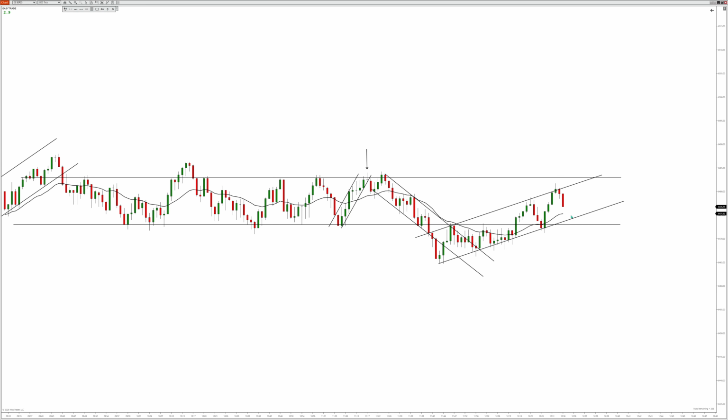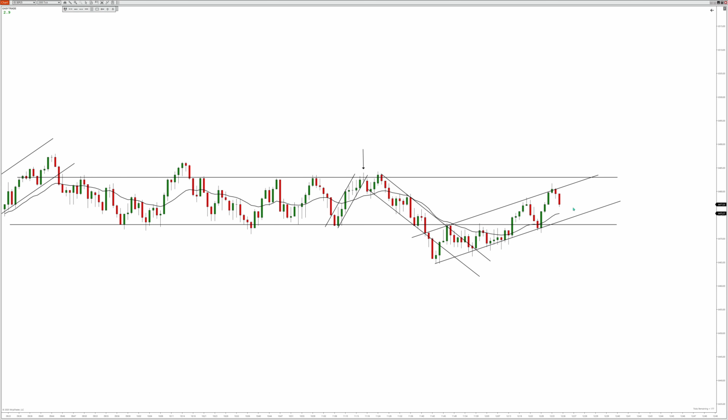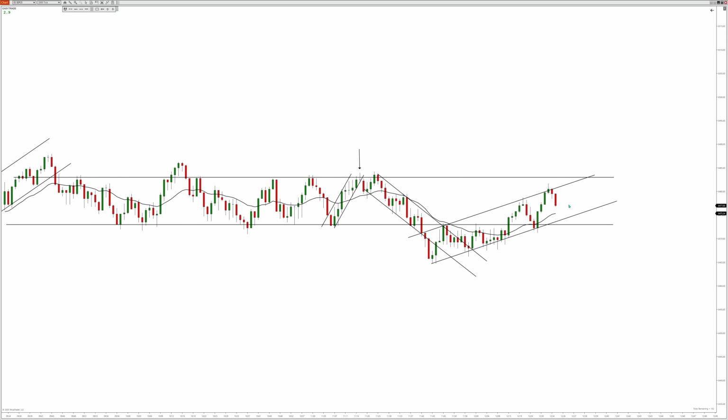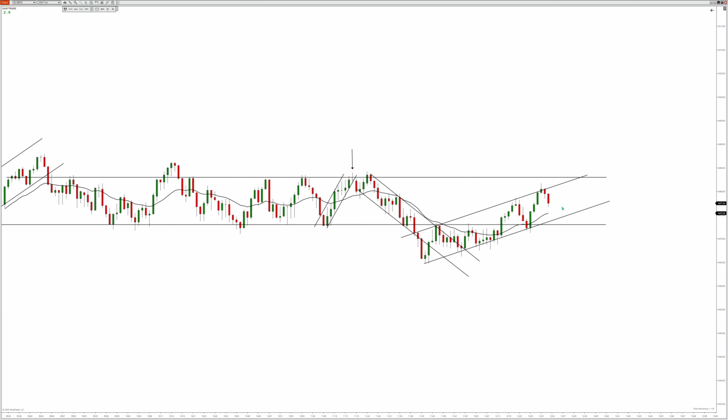And then, yeah, that's the only way I'm really considering taking a trade right now, is a second entry long here at the EMA.